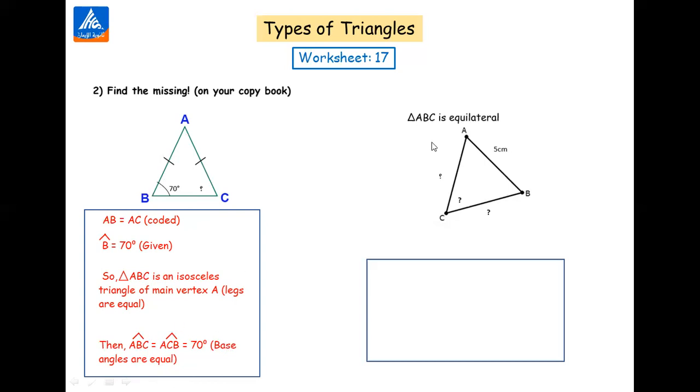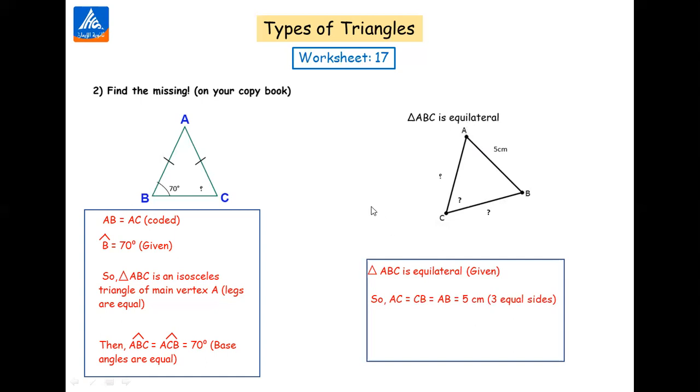Let's move to the second example. Triangle ABC is equilateral. So I have the side AB, and I have to find the sides AC and BC. I know that in an equilateral triangle, the three sides are equal. So I just write this down. I can write that AC is equal to CB equal to BA because triangle ABC is equilateral.